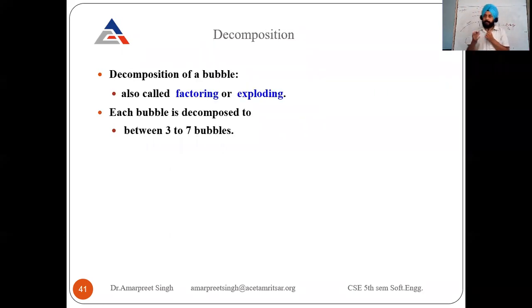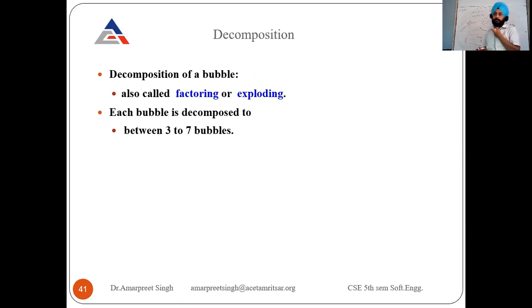Decomposition of a bubble, as I already told, is also known as factoring or exploding. As I did previously on the board when I was showing, A0 was there and we factored it into 0.1 and 0.2. So this was dividing the function into sub functions, and the representation of that process is known as factoring or exploding.